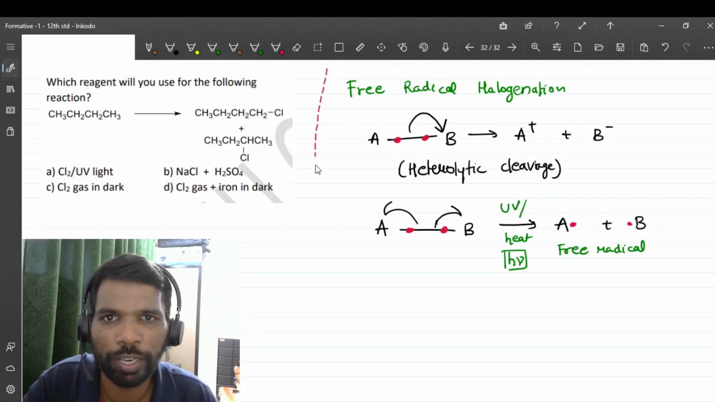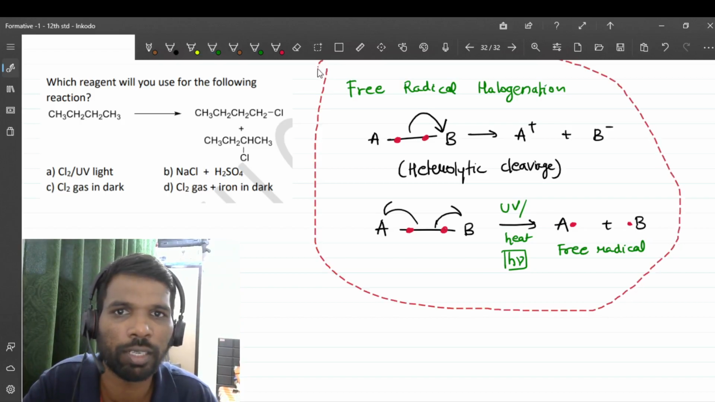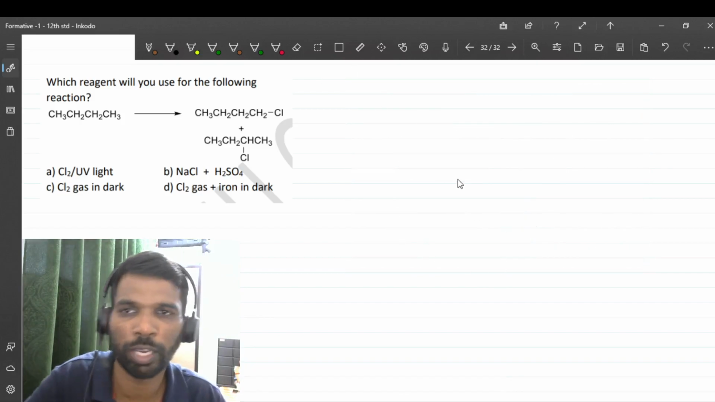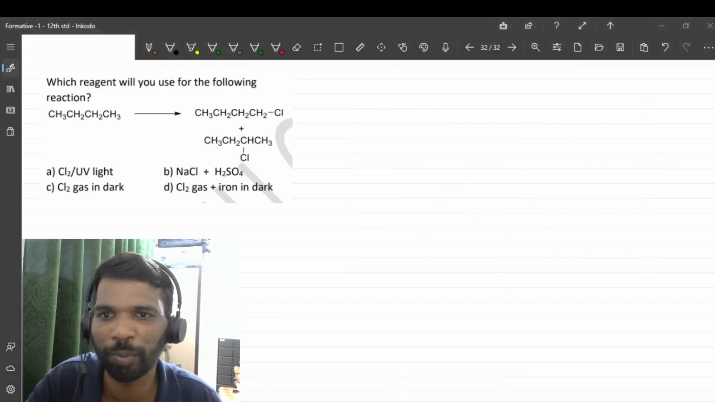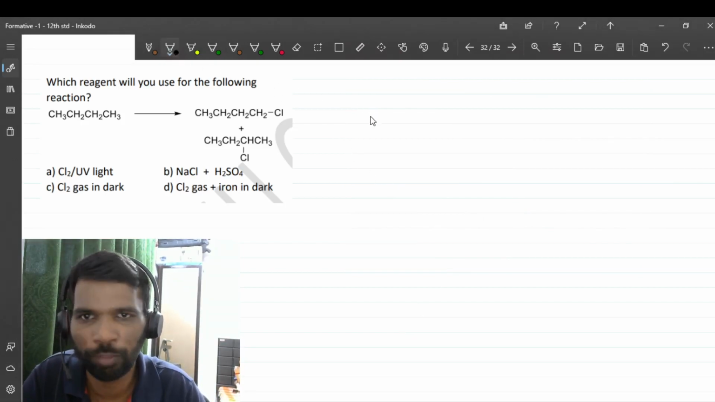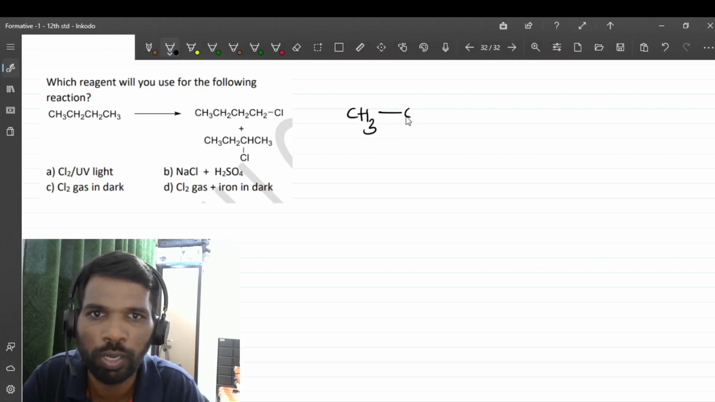Free radical halogenation takes place in three steps: initiation, propagation, and then chain termination. Many steps are there, but here there are two kinds of free radical. If you take this example over here, I'll open this structure and show you. There will be two possibilities for showing a homolytic cleavage.